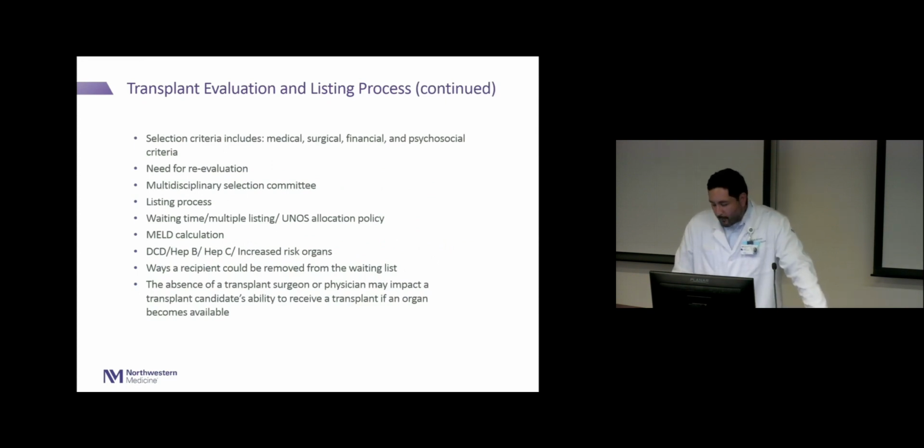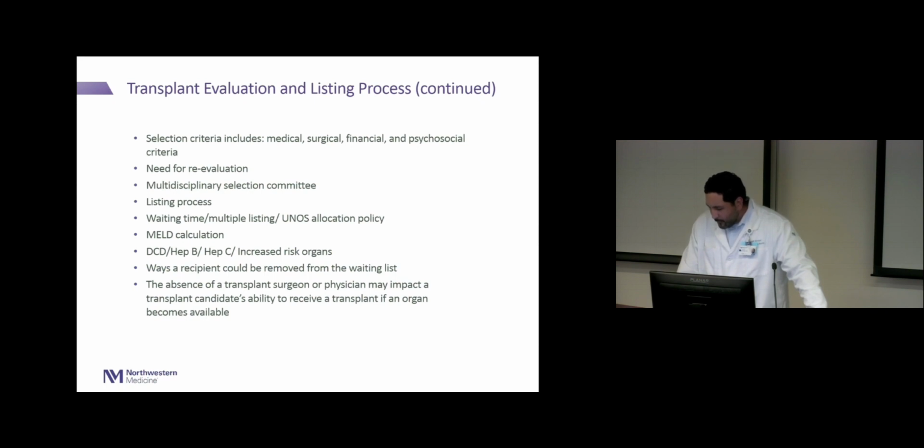The evaluation and listing process continues as Northwestern will do a medical, surgical, financial, and psychosocial evaluation using Northwestern selection criteria. Sometimes recipients need to complete a re-evaluation if too much time has passed or additional information is needed. All evaluations are brought to the multidisciplinary selection committee made up of the transplant team members. Listing process, waiting time, multiple listing, UNOS allocation, MELD, and organ types are all discussed in detail in the What You Need to Know About Liver Transplantation video.